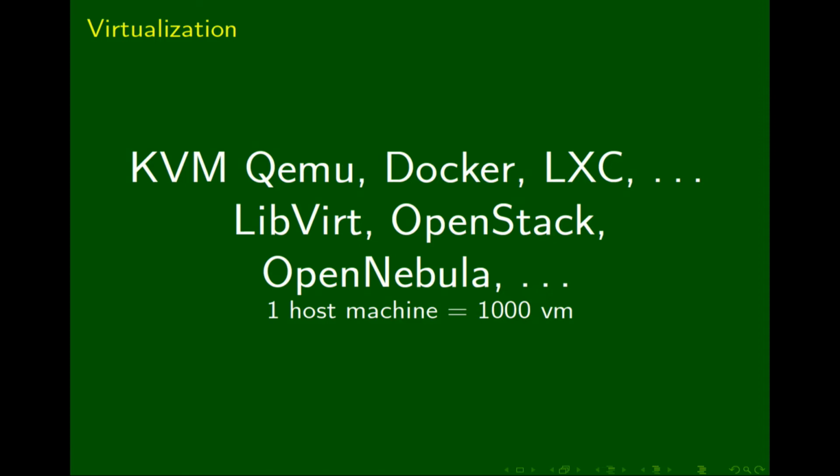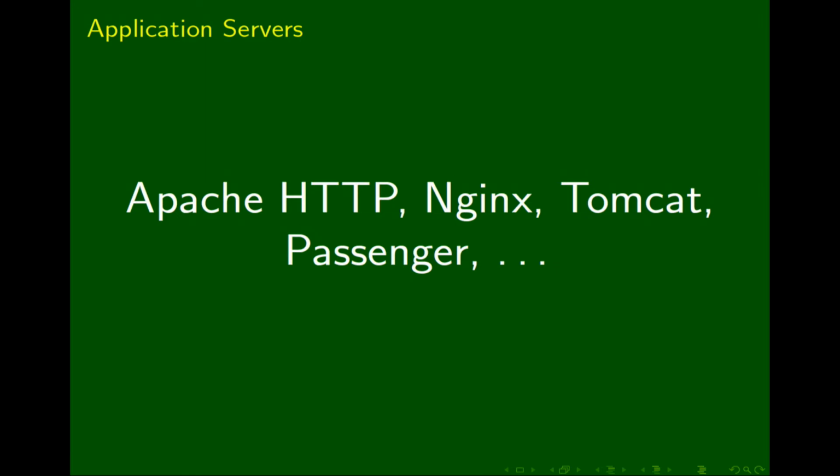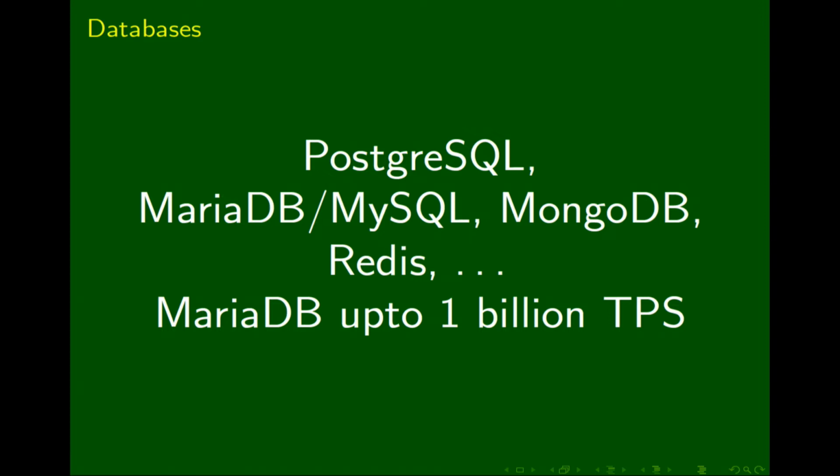OpenStack, OpenNebula. Typically, one physical machine can run more than 1,000 VMs on it. So for larger data centers, it makes sense to use these types of machines because the scaling is much higher. Most of the open source software today runs on it. The slides will give you more examples, but typically the scalability and the threading are much more defined, so you can typically get much more out of your software than on an Intel or an ARM box.